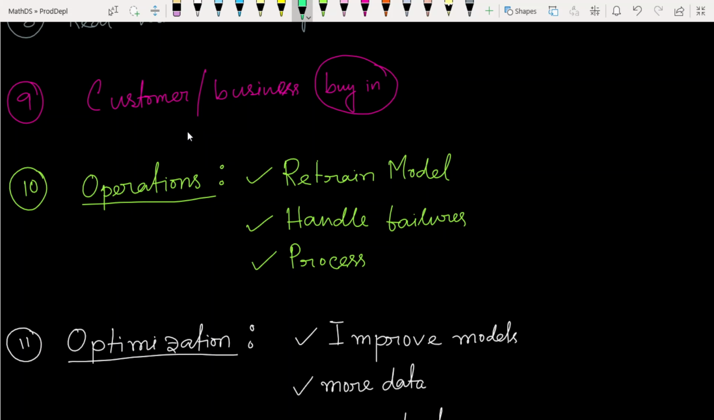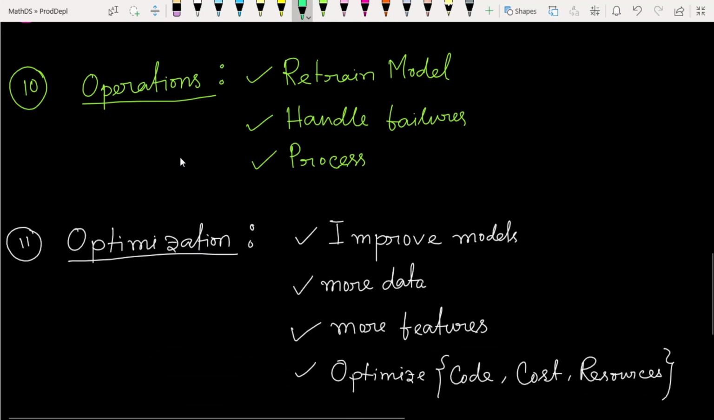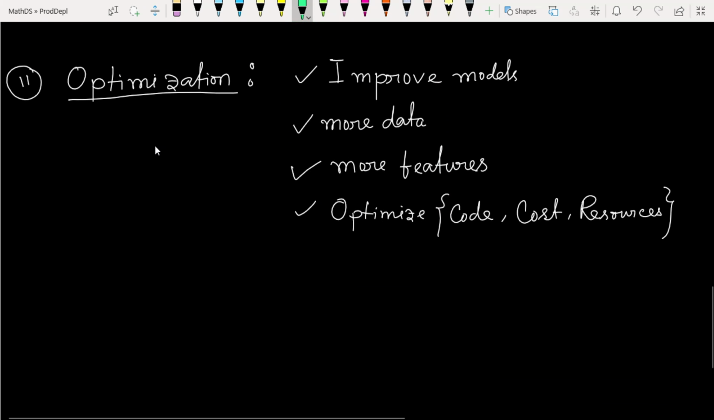After this, we have to know how to retrain the model, since a model is not always perfect, and we need to retrain it from time to time. We need to handle whatever kind of failures we face and process the further steps. At the end, we have to optimize. What cost do we incur, and how will we optimize this cost? How will we optimize our resources? How will we improve these models? How can we acquire more data? How will we apply more features to get more accuracy from this model? We have to do these kinds of things.